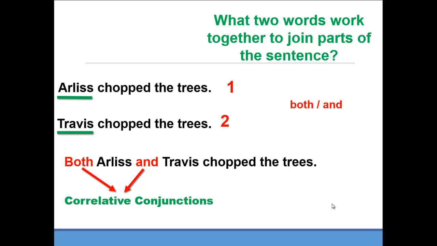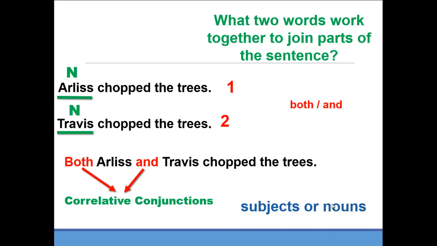Let me ask you one more question. What kind of words do the conjunctions both and join? Let's check the word Earless. Earless chopped the trees. It is the subject of the sentence, and of course, it is a noun. What about the word Travis? It is also the subject and it is a noun. Of course, proper noun, I know. So the conjunctions both and join the subjects, or the two nouns, of the two sentences.